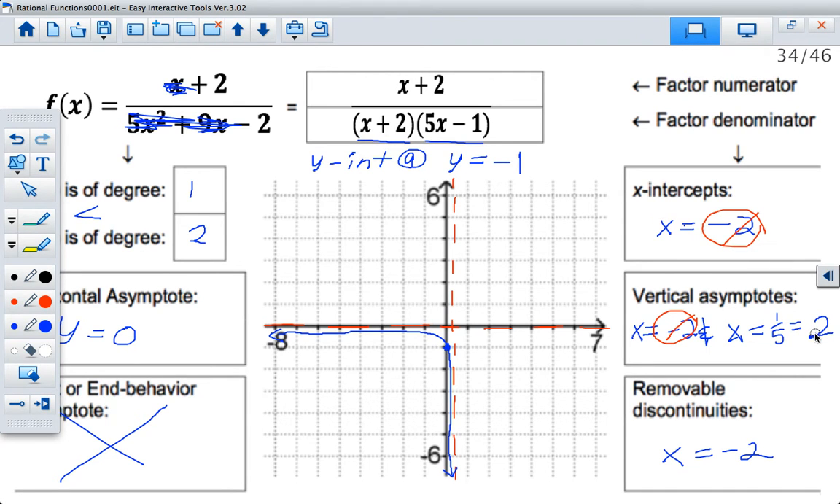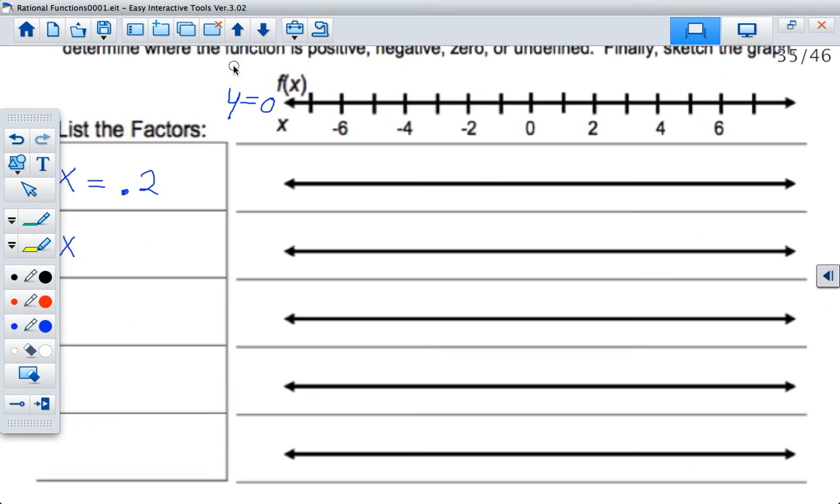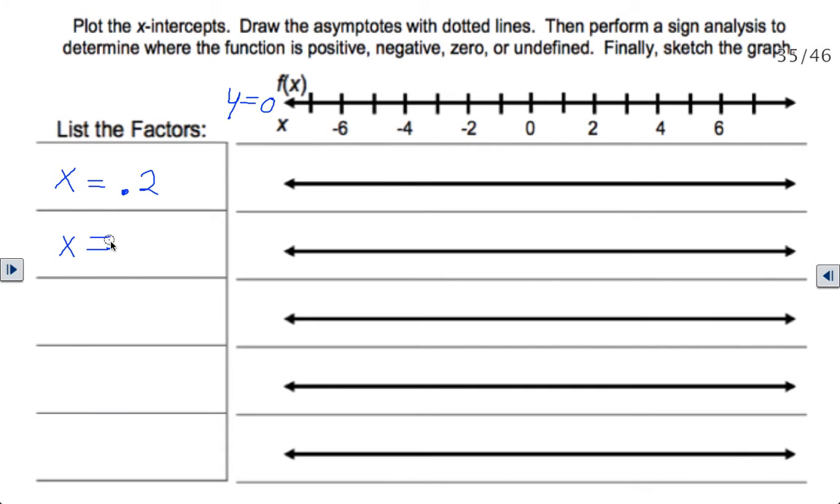It's positive 0.2. And then I have a removable discontinuity at -2. That's where I was getting a negative from. So the two important values for x are going to be at -2 here and at 0.2 here. And really, because my horizontal asymptote is at y equals 0, I just want to know, am I going to be above or below the horizontal asymptote?